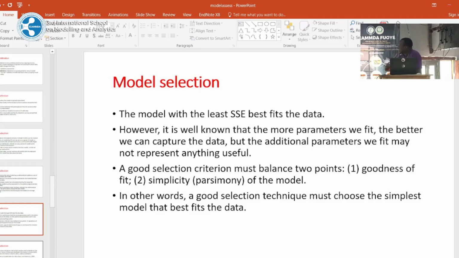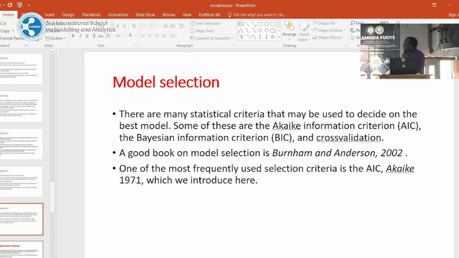So a good selection criterion must balance 2 points. Number 1, goodness of fit. Number 2, simplicity of the model. In other words, a good selection technique must choose the simplest model that best fits the data. There are many statistical criteria that may be used to decide on the best model. Some of these are the Akaike Information Criterion, AIC, the Bayesian Information Criterion, BIC, and cross-validation. A good book on model selection is Burnham and Anderson, 2002.